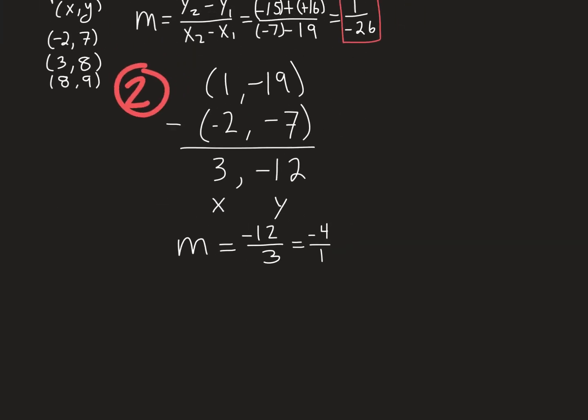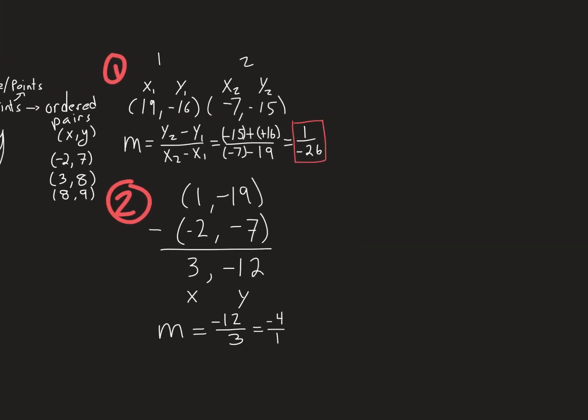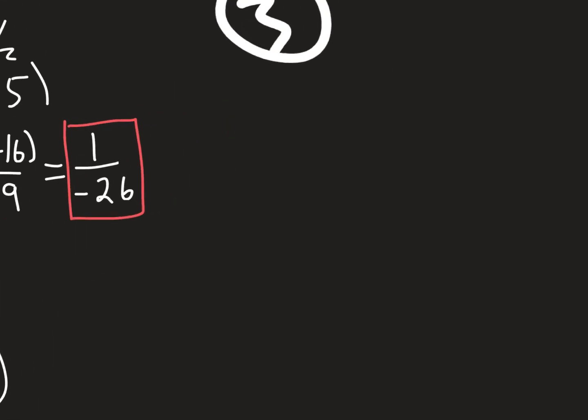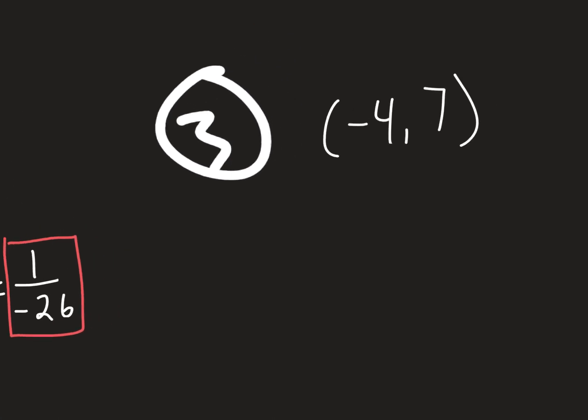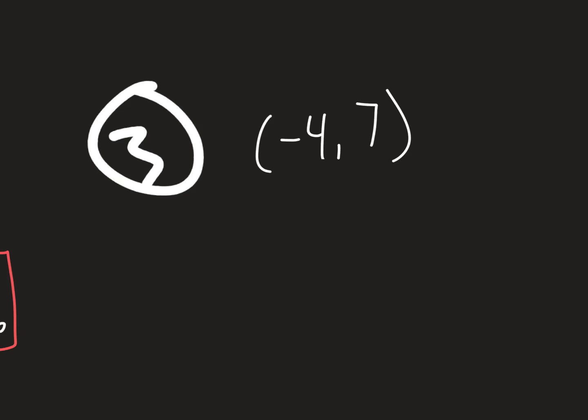Okay, so let's do this again with number 3. Did everyone get that? Okay. So first thing for number 3, stack the 2 points. We have negative 4, comma 7, negative 6, comma negative 4. Oh, I'm not stacking. Stack them.